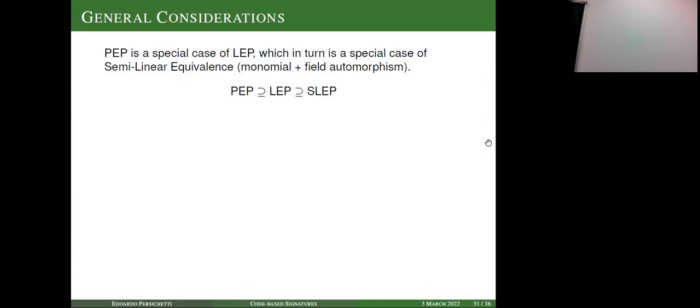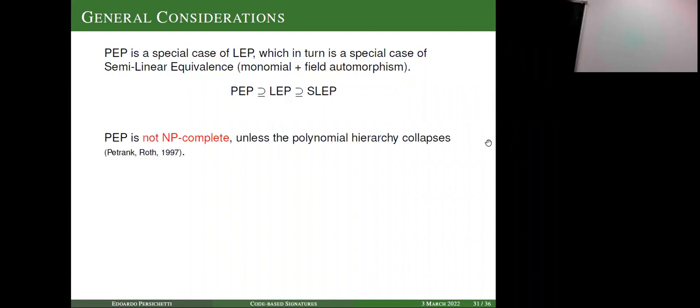So permutation is a special case of the linear, which in turn is a special case of the semi-linear, the one where we use the field automorphism. We actually don't use this in cryptography. We just take prime fields, so we don't care about that part. It doesn't really add any security. This is not NP complete, so it's like, okay, not as good as NP, right?